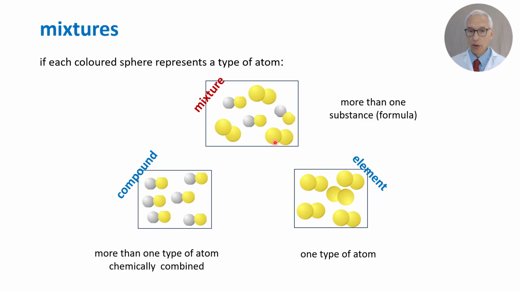Now, a characteristic of mixtures is that they are easy to separate into their components. So we've got here an element and a compound mixed together. A characteristic of that mixture is that it can be easily separated into the pure element and the pure compound.